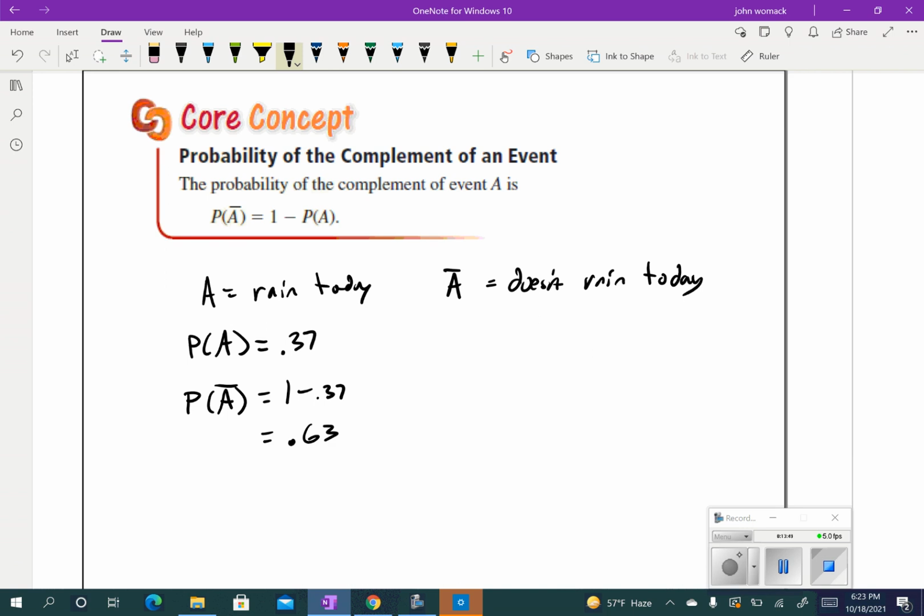So does that make sense? If there's a 37% chance it's going to rain today, there's a 63% chance that it's not going to rain today. Okay? So not raining would be the complement of raining. So if you always take 1 minus the probability of something happening, it will always tell you the complement of that happening.